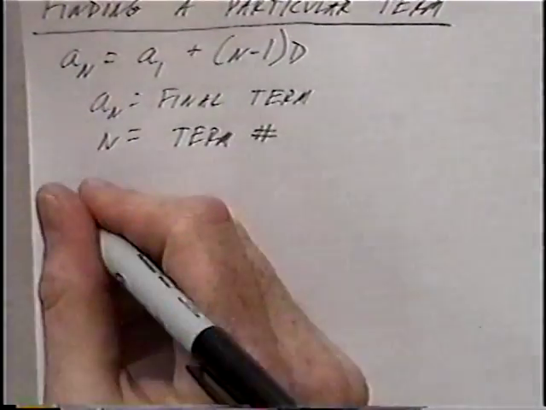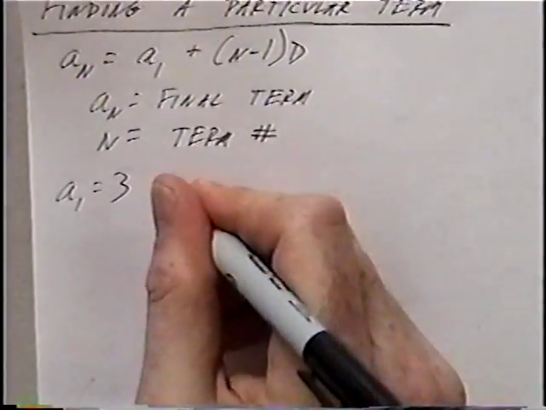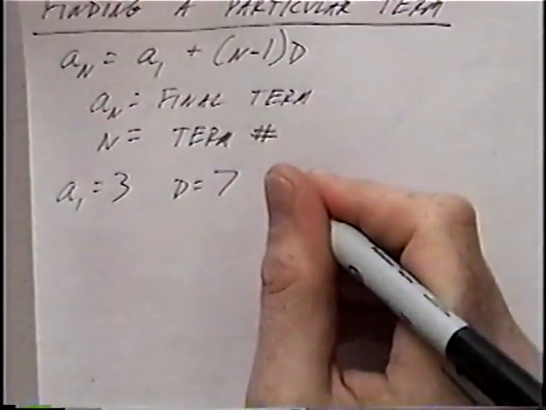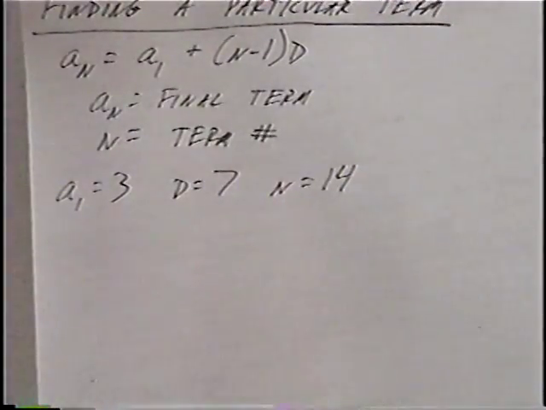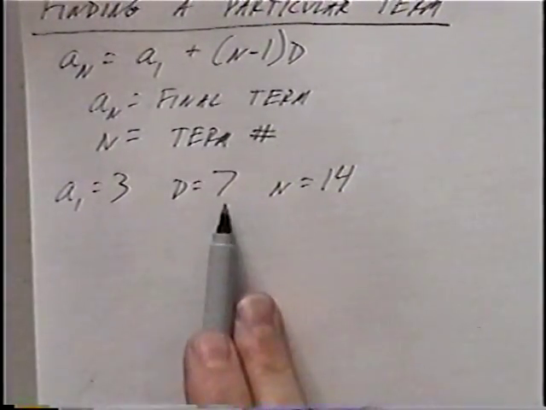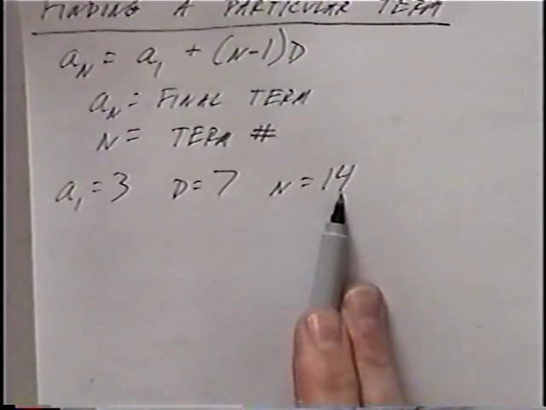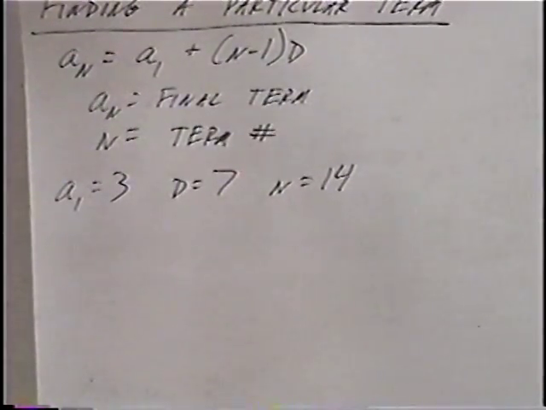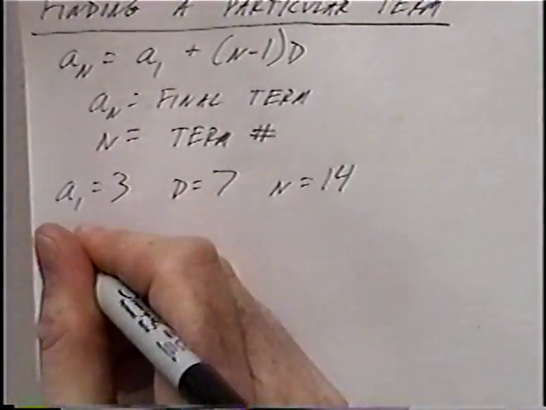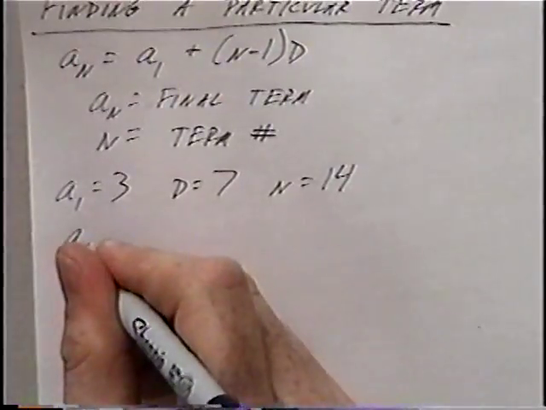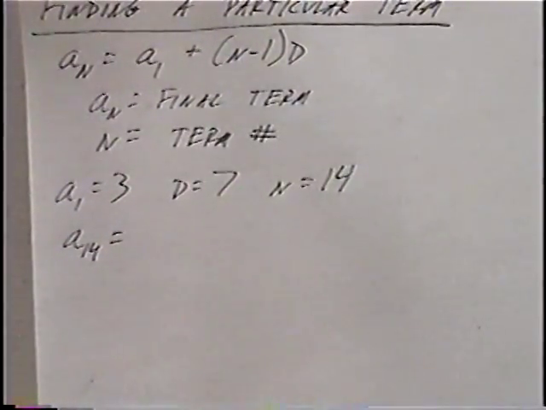First question, we have a sub 1 equals 3, d is equal to 7, and n is equal to 14. In this case the first term is 3, the difference, or each term goes up by 7, and the number of terms in the sequence that we're looking at will be 14. We want to find the last term, find what a sub n is. A sub n is 14, so that would be a sub 14. So our final term, the 14th term, we'll find out.